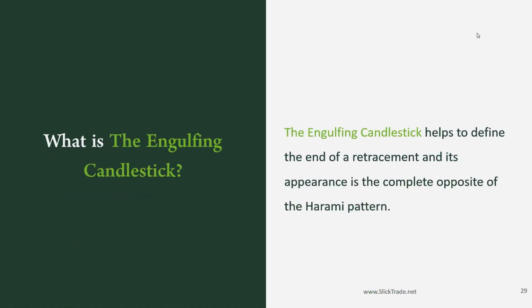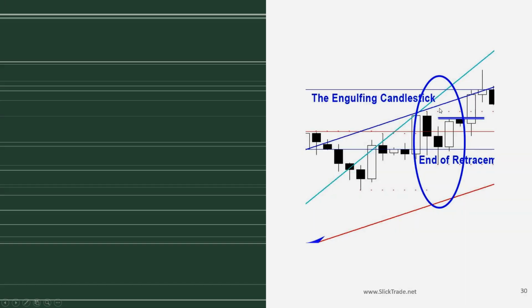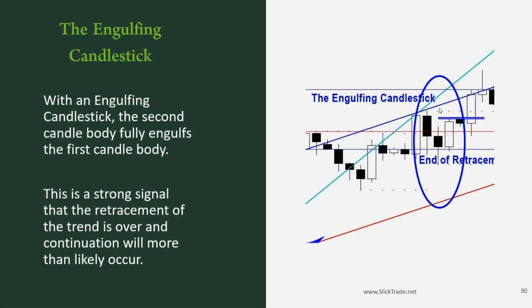What is the engulfing candlestick? The engulfing candlestick helps to define the end of a retracement, and its appearance is the complete opposite of the Harami pattern. With an engulfing candlestick, the second candle body fully engulfs the first candle body. This is a strong signal that the retracement of the trend is over and continuation will more than likely occur.